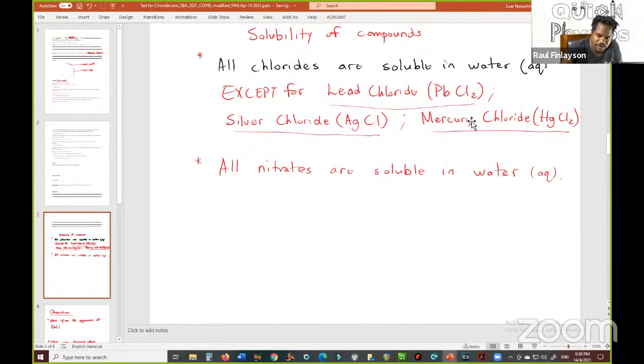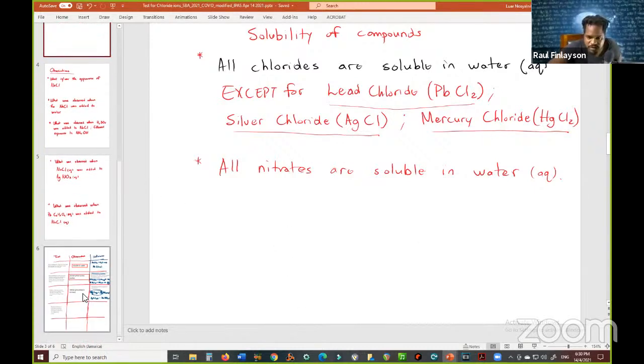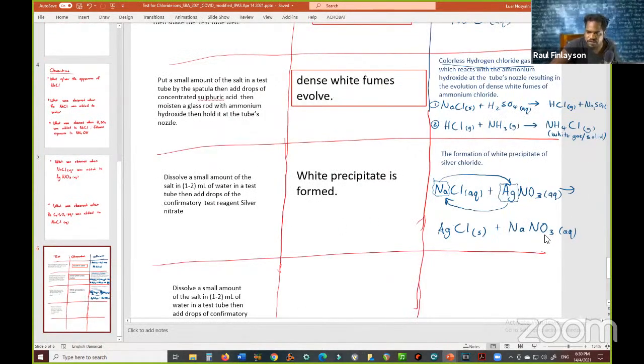Which means that when you're writing it in an equation form, we're going to have to put aqueous beside it, just like we're doing in this experiment here. All right, so it's aqueous. Any questions here, guys?